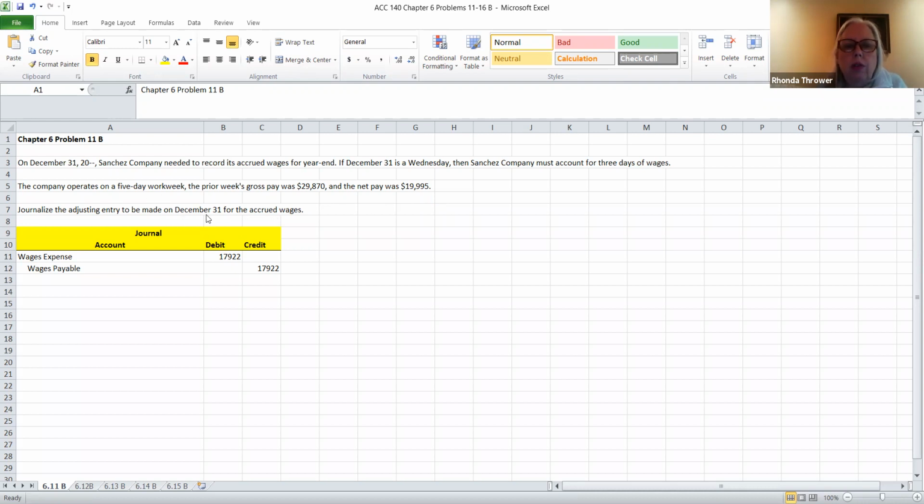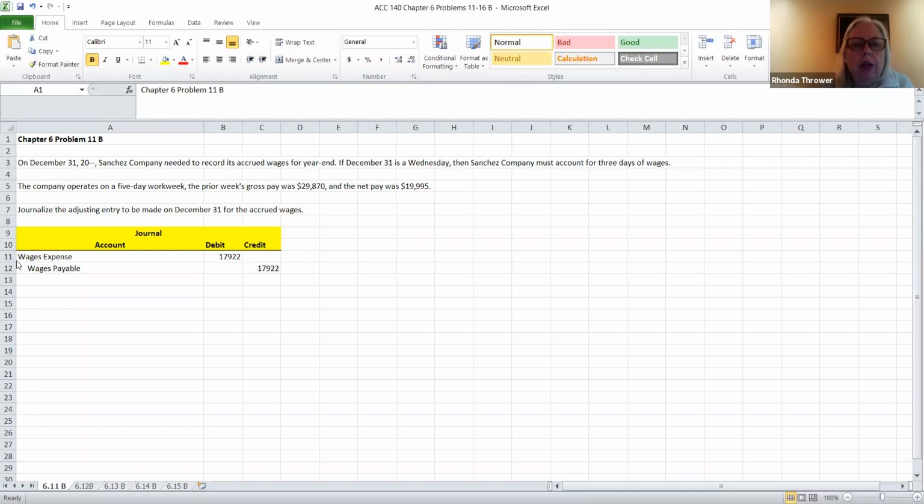So what we're doing on December 31st is we're saying that we owe wages to our employees, but we have not paid them yet because December 31st is on a Wednesday and the normal payday most likely would be Friday. So you've got 3 days of wages that are owed to the employees but unpaid as of December 31st. On December 31st, we would create an adjusting entry to accrue the wages that we owed at the end of this period.